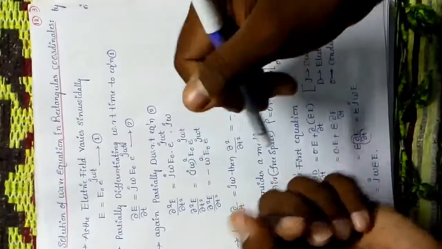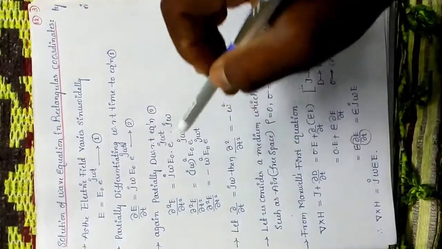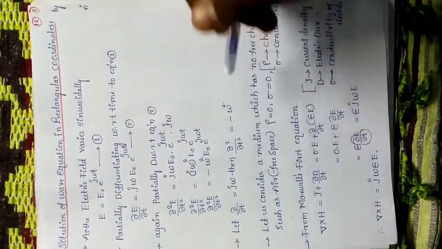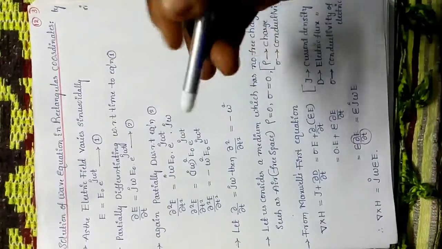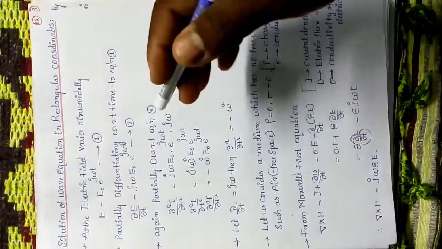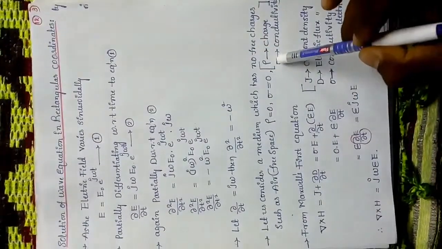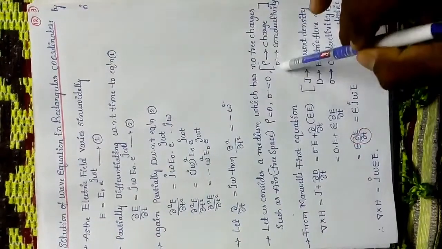Rho means what? Rho is the charge for that particular wave propagation in the rectangular waveguide. Next, sigma is the conductivity. I've already written here: rho is the charge and sigma is the conductivity.